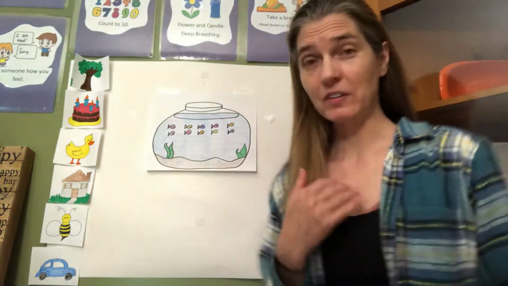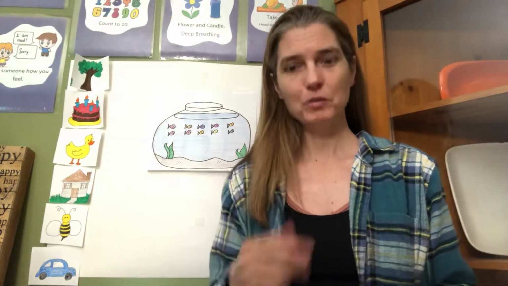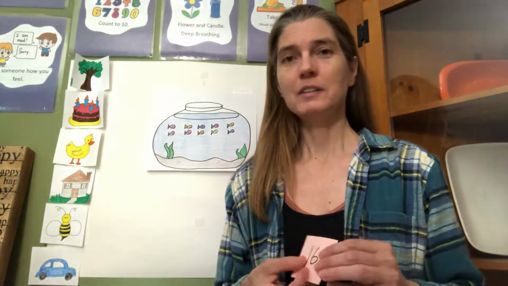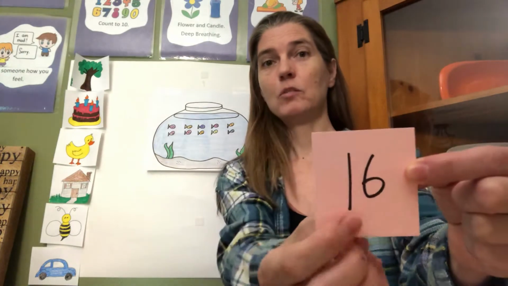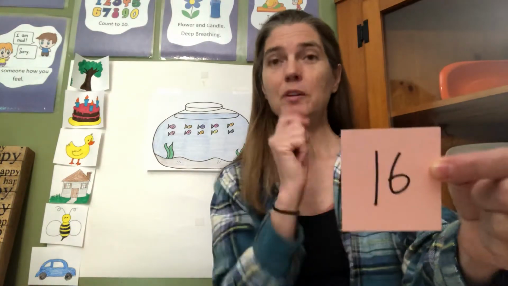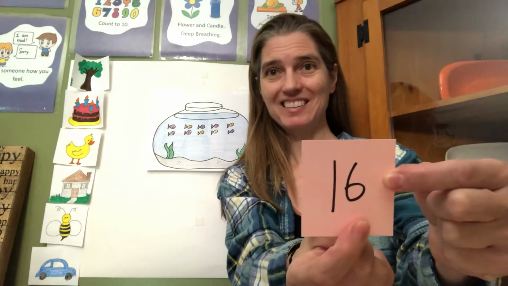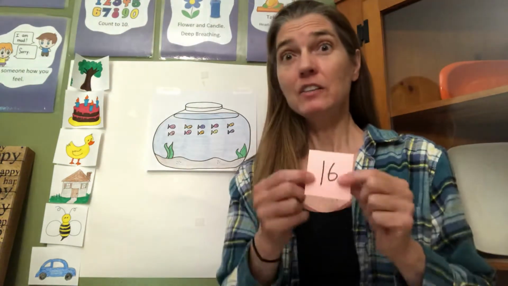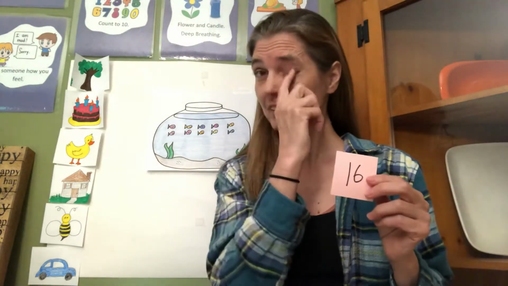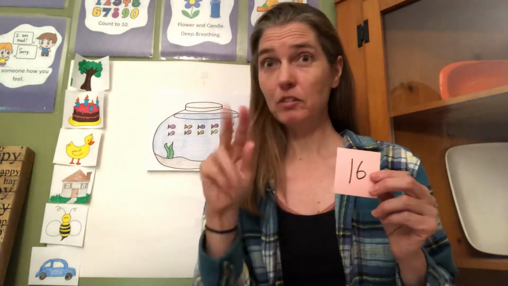So we're going to take turns. I'm going to go first, and then we'll take turns back and forth, okay? So I'm going to pick a number, and I pick the number, what number is that? It's a 1 and a 6. What teen number is 1 and a 6? Right, 16. So when I think of 16, I can think of it two different ways.